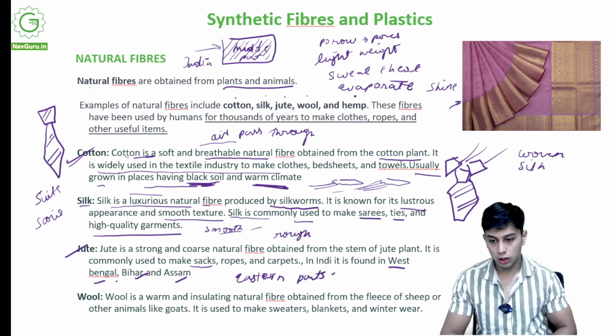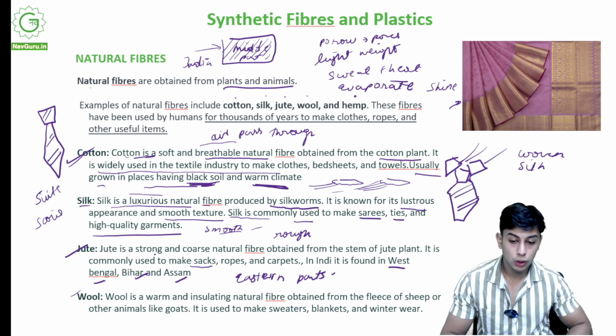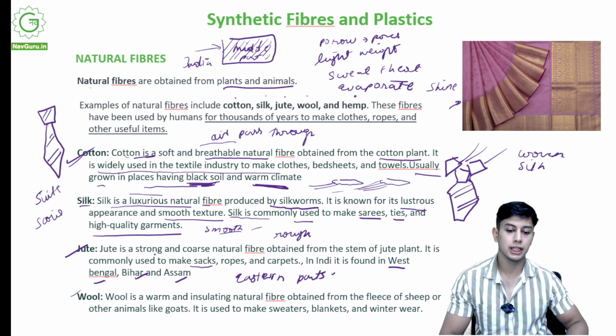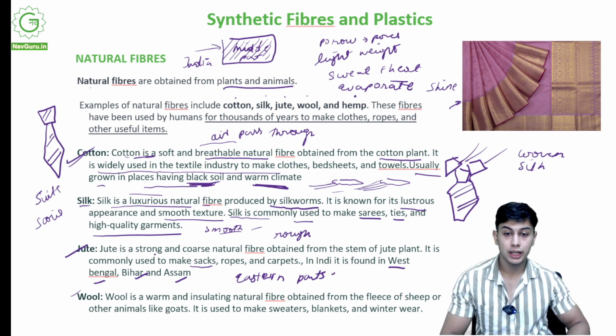Now we come to wool. What is wool? Wool is a warm and insulating natural fiber. What do I mean by insulating? It does not let heat escape, so it keeps heat inside. When do we wear wool? We wear wool in cold areas, in winters.